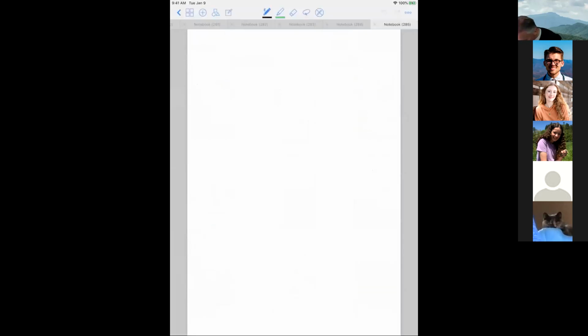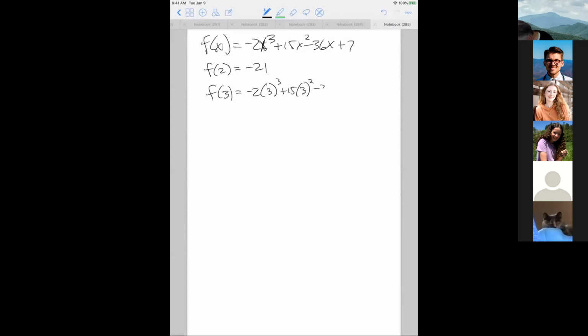Okay, so we've got f of x equals -2x cubed plus 15x squared minus 36x plus 7. Thank you for asking about this. So we got f of 2, and the answer turned out to be -21, longhand. f of 3, let's do this. So we got -2 times 3 cubed plus 15 times 3 squared minus 36 times 3 plus 7.